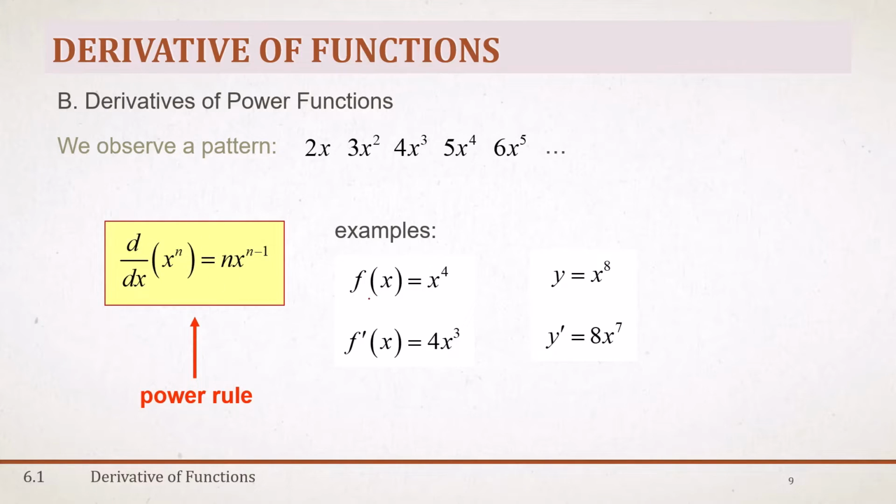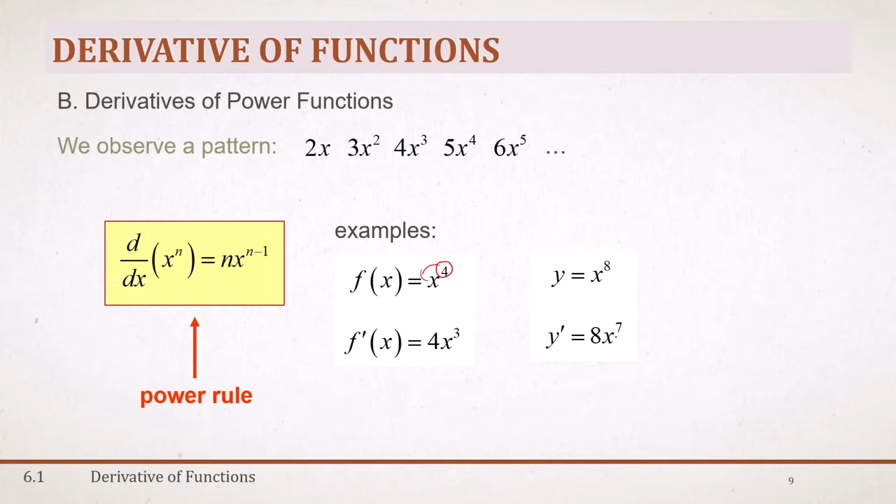Now we look at the first example, f(x) equals x to the power of 4. The 4 we bring in front is 4, and 4 minus 1 is 3. Another example is x to the power of 8. I push my 8 in front, so it's 8, and then my 8 minus 1 is 7.